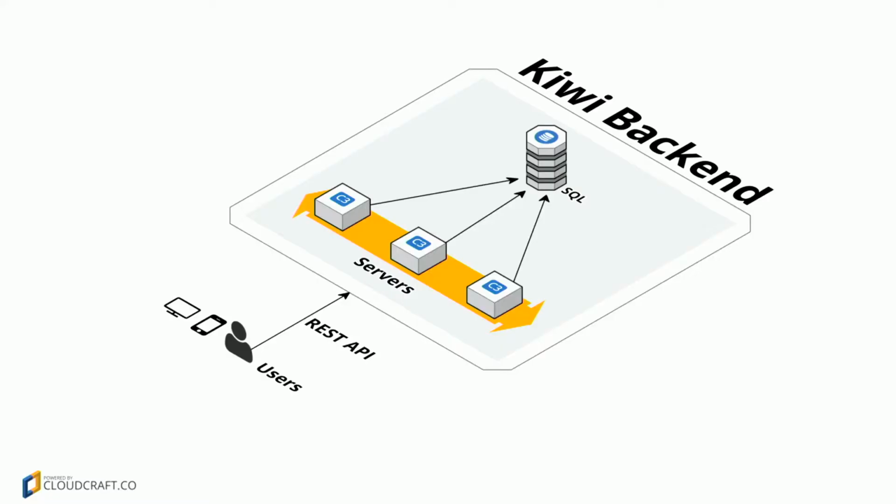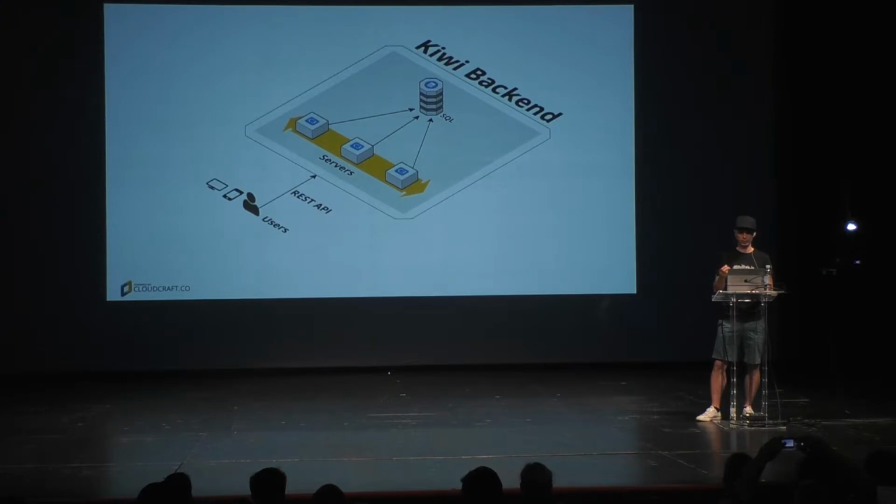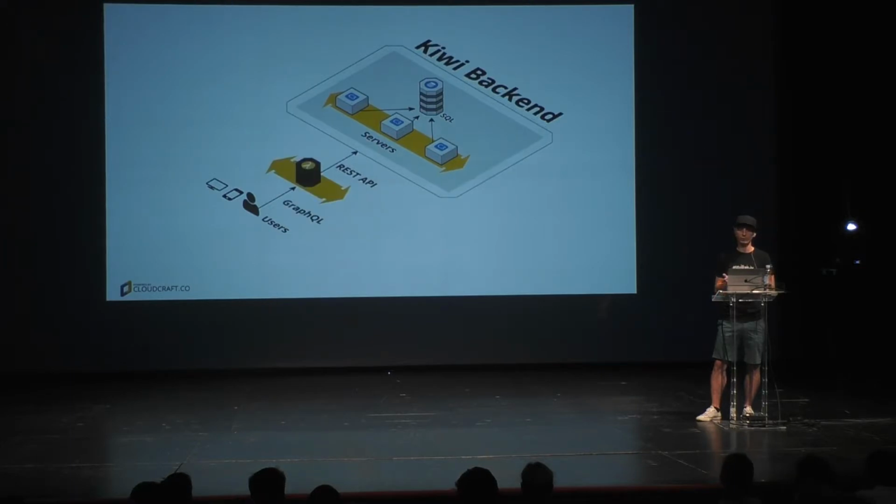So this is how it looked, how probably every API can look. There is some storage, some application servers that provide the REST API, and the clients communicate over REST API. We added just one single thing that made everything possible, and this was a GraphQL proxy.